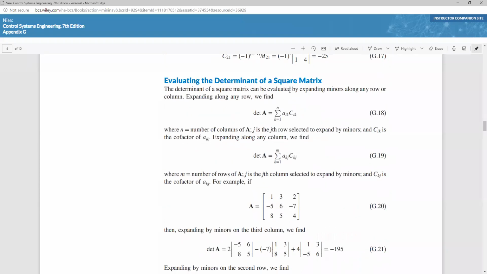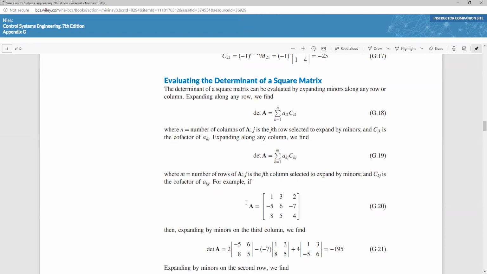Now, evaluating the determinant of a square matrix. So determinant, it is the formula where M is the number of rows of A, J is the jth column selected to expand by minors, and CKJ is the cofactor of AKJ.